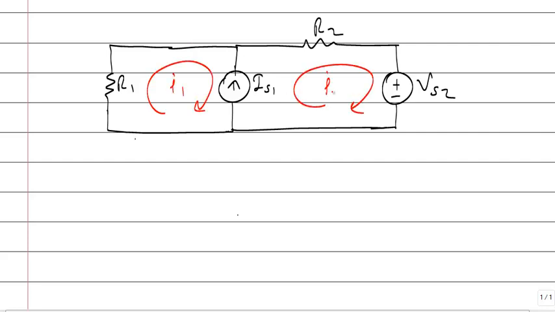If you define mesh currents, they will be I1 and I2. You can give any other names, okay? You can say IA, IB, IC, no problem. And because there are two meshes, you can write two equations. If you say V1, V2, and the voltage of this source, let's call it V source 1.